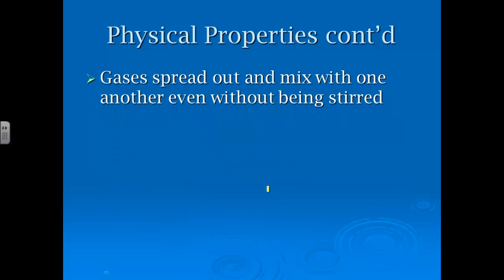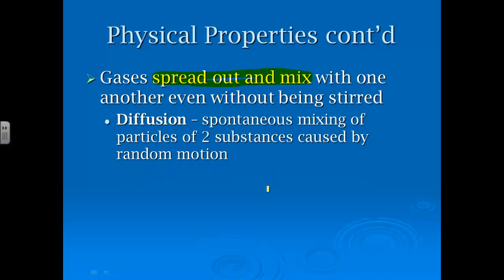Okay, lastly, we have that gases will spread out and mix with each other without even being stirred. And this process is something we've probably learned about in other science classes, and that's what's called diffusion. Okay, and diffusion is the spontaneous mixing of particles of two substances caused by random motion. And if you think about it, we've all experienced this, even though it's got this lovely definition. This is why smells will essentially spread out in a given space.